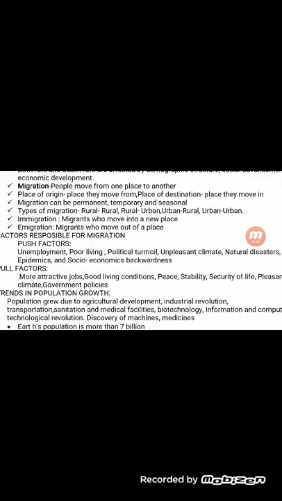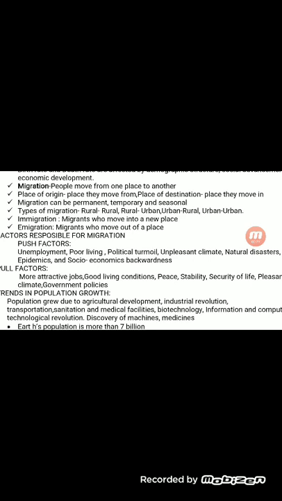Migration is the movement of people from one place to another. Place of origin is the place from where people are moving out. Place of destination is the place where people are moving in. That means they are coming to that place.